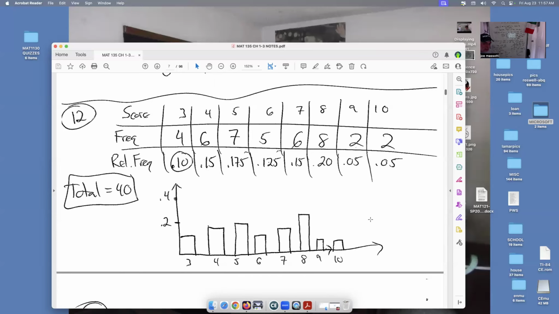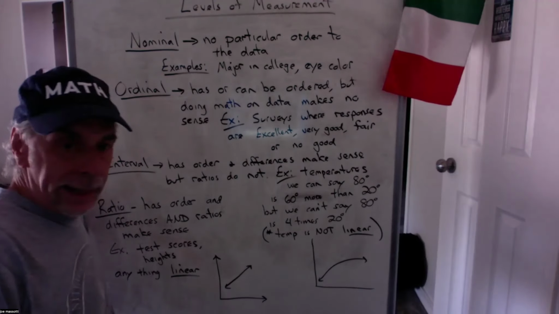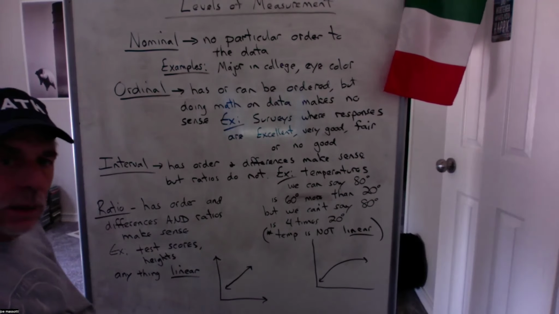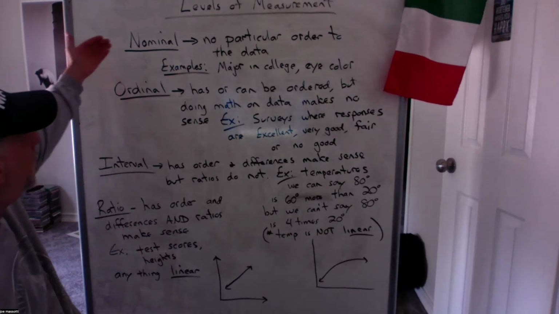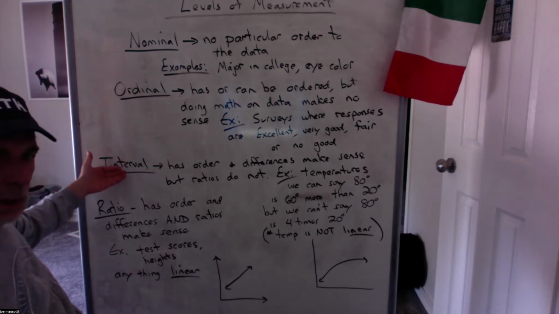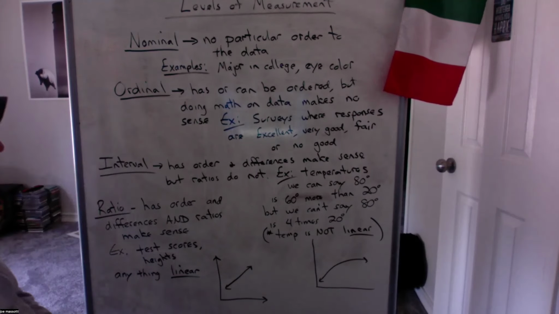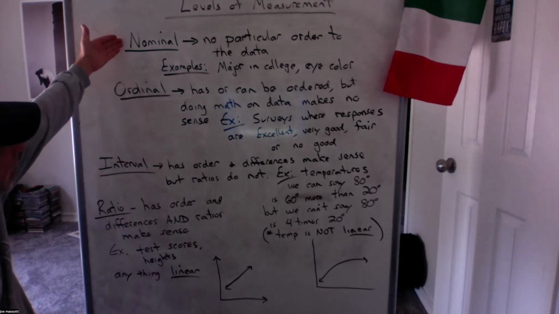So let's go back now to our board here and look at levels of measurement. Levels of measurement is something we want to know about. The 4 levels of measurement are nominal, ordinal, interval, and ratio. So you might be given a particular set of data and asked, what level of measurement does this rise to? So you're always going to kind of start here and say, is it nominal?